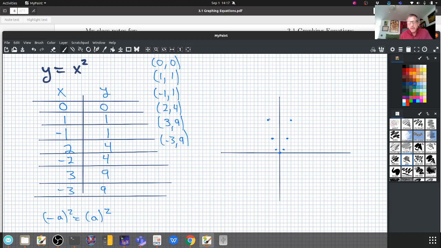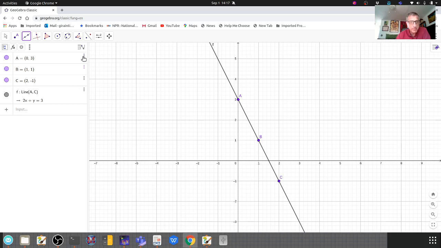I'm going to stop right here, and I'm going to try to freehand draw through here. It's not going to be very good. I told you it wasn't going to be very good, but we can actually go over to GeoGebra and see what it really does look like with GeoGebra.